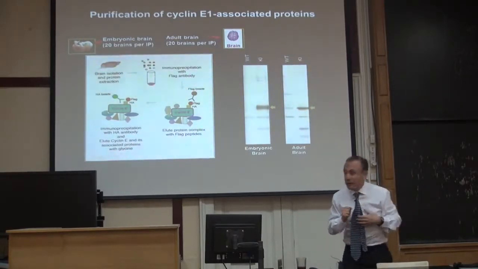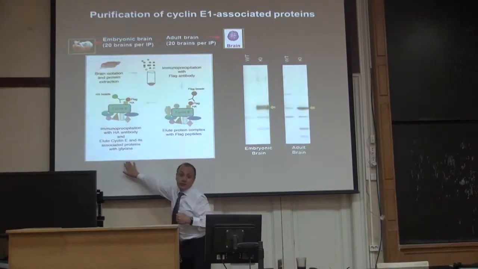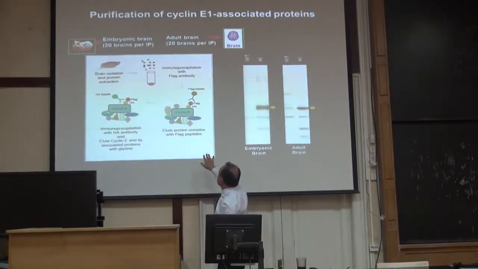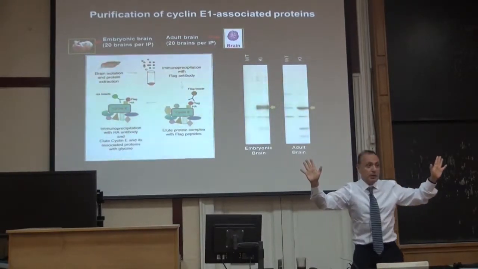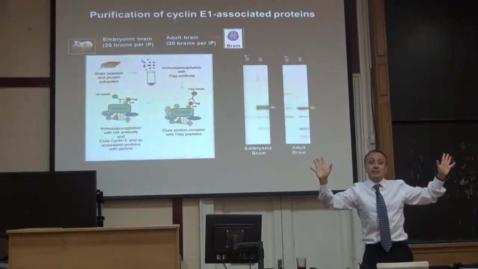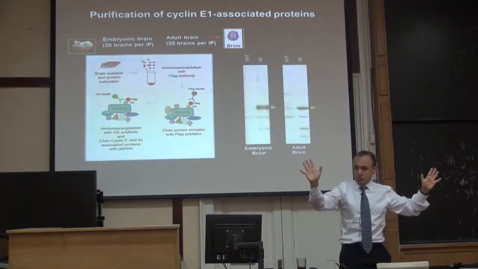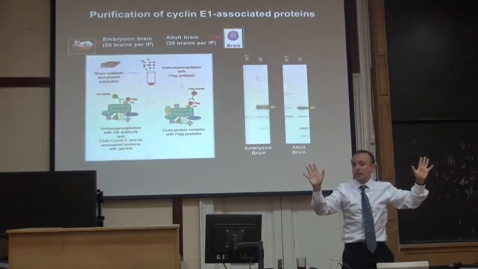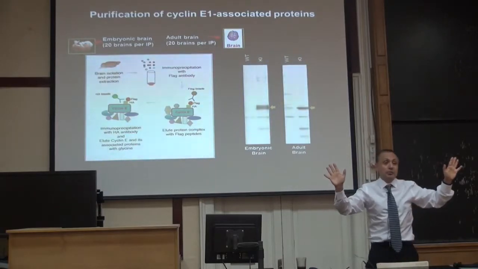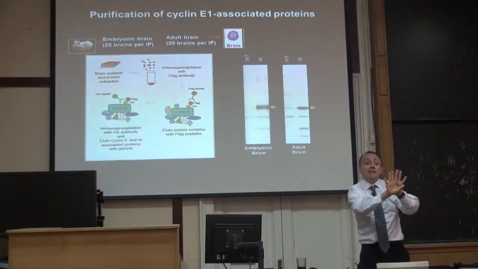The way we do it is that we purify the complex from embryonic brain in one tube, and the complex from adult brain in a second tube. Then we take those proteins, digest them into peptides, and label them with different isotopes. This tube with one isotope, that tube with another isotope. This technique is called iTRAQ, or quantitative proteomics. So now we can mix them and do mass spec together.